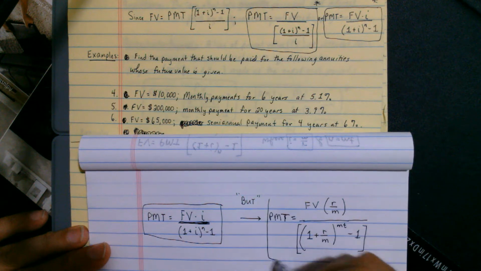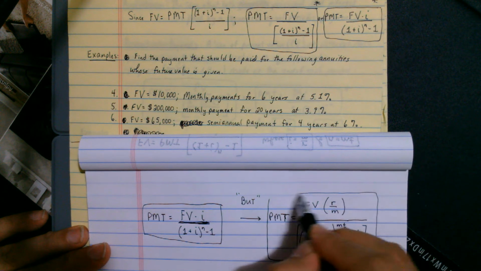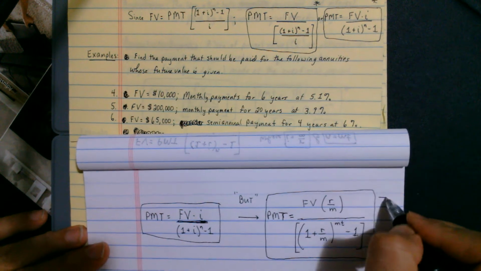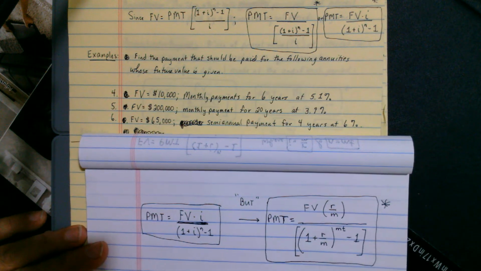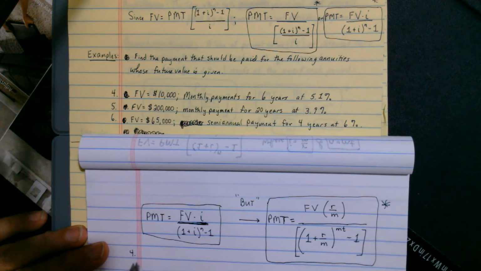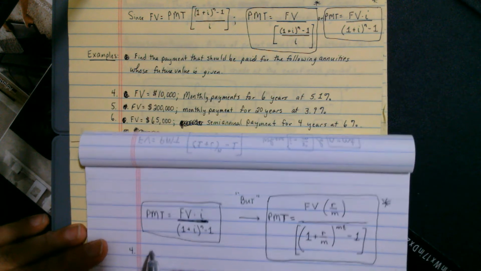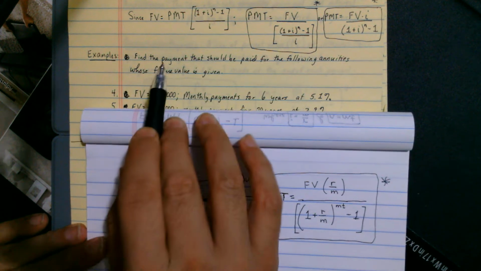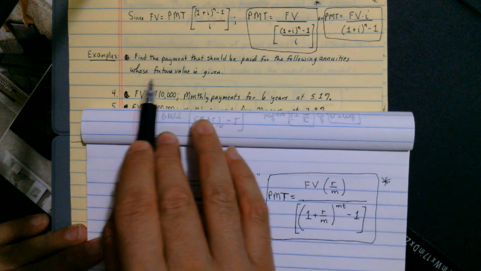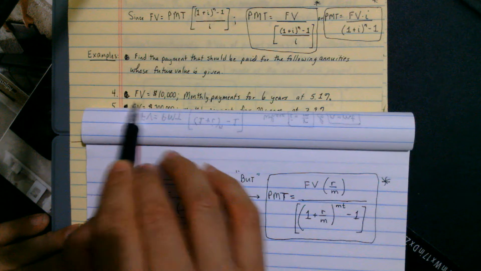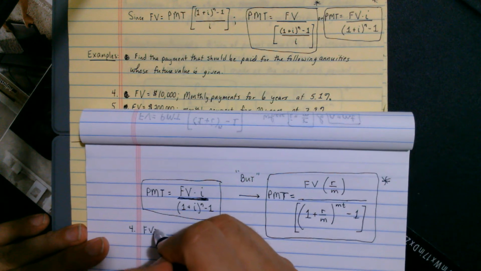So this mess is what I'm going to use as the formula. Okay. So in number 4, I'm writing down the values. You might not be able to see it, but let me see if I can scoot up a little bit. Find the payment that should be paid for the following annuities whose future values is such. Future value here is given as 10,000.